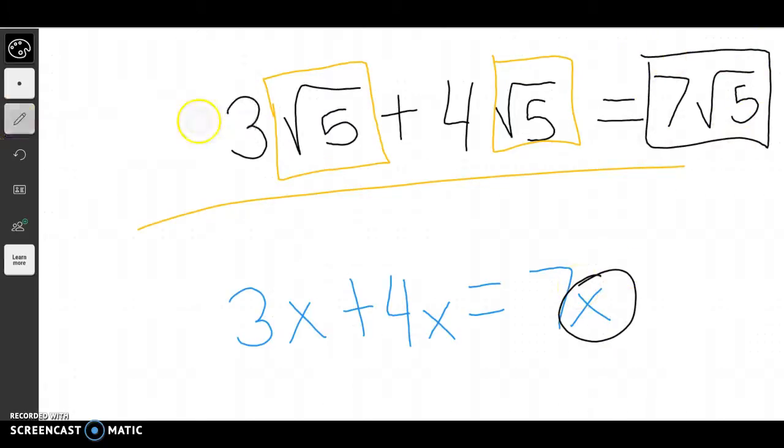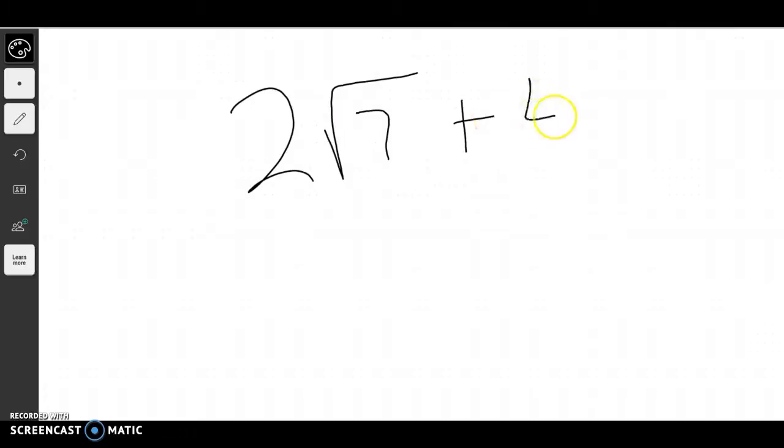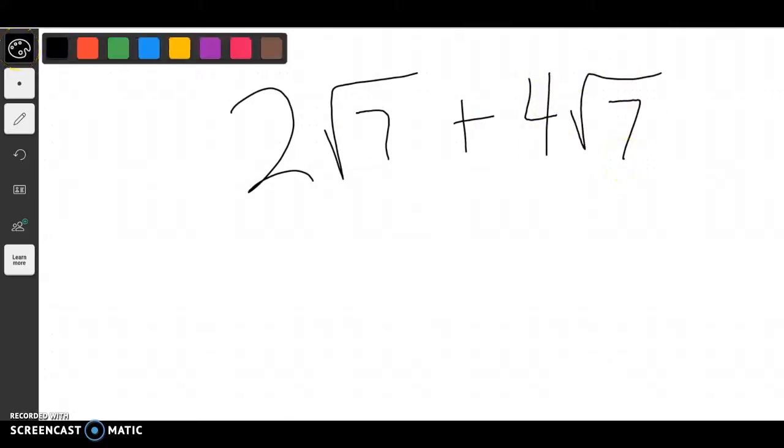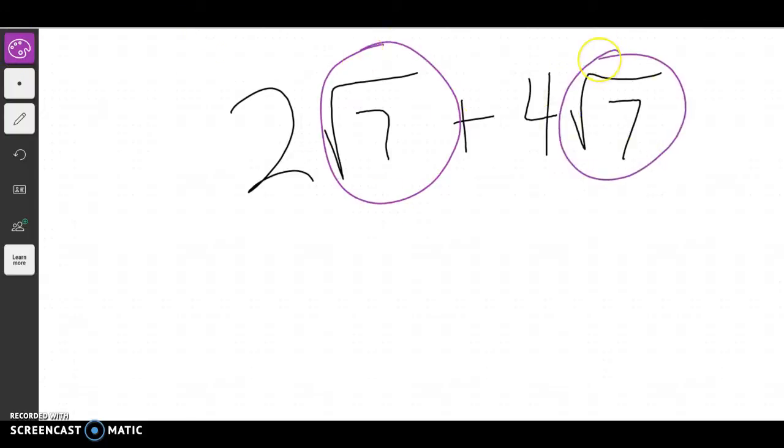Let's do a second one. Let's say I have 2 radical 7 plus 4 radical 7. Again, I have no clue what radical 7 is. All I know is that it's some number. Well, I know what 2 plus 4 is. 2 plus 4 is 6, and radical 7 just stays the same.